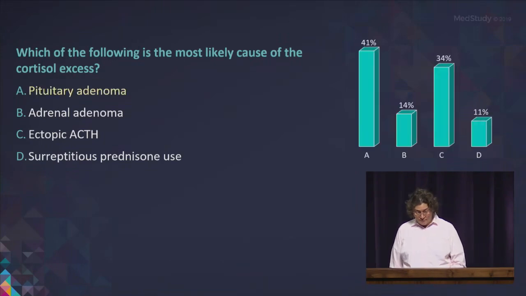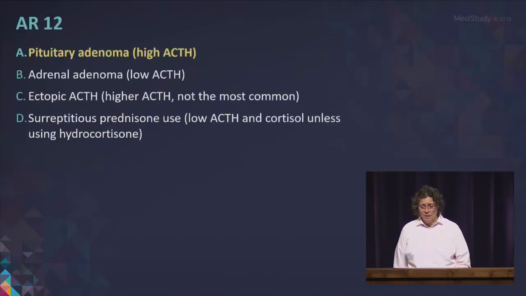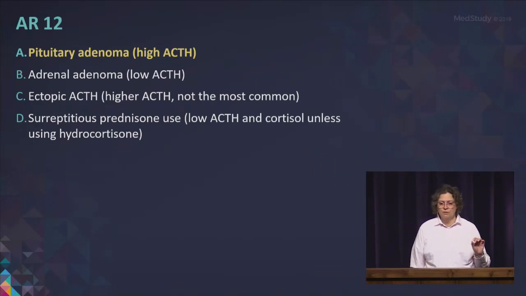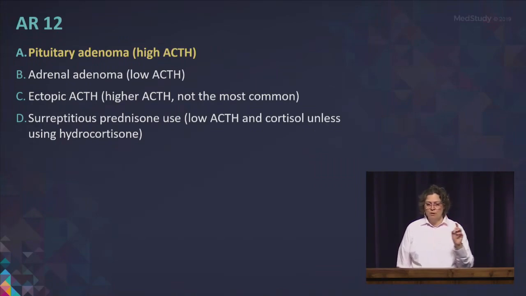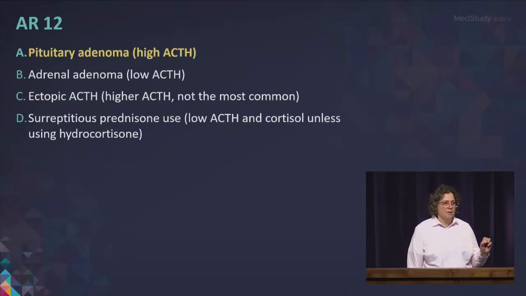A is correct. This is Cushing's disease. So we know that it is ACTH mediated. So really your differential is pituitary adenoma versus ectopic. Hands down, the more common scenario for ACTH mediated cortisol excess would be pituitary-based disease.